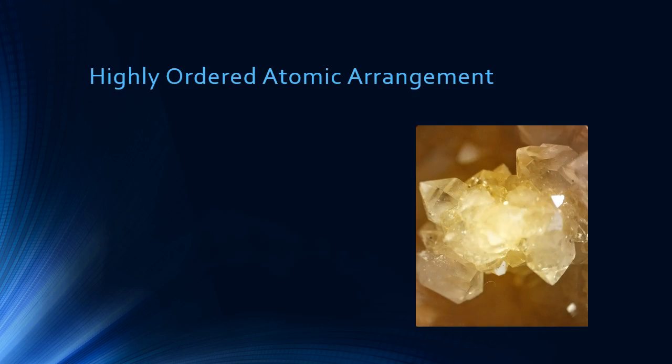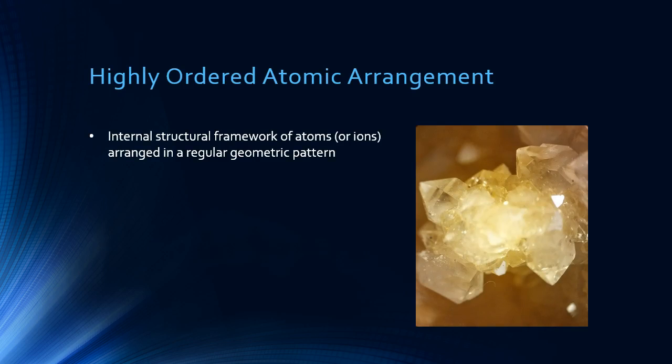The requirement for a mineral to have a highly ordered atomic arrangement refers to the internal structural framework of atoms or ions arranged in a geometric pattern. This geometric arrangement of atoms forms a crystalline solid. In other words, the shape of the atomic structure is reflected in the shape of the crystal. The requirement of highly ordered atomic arrangement means that minerals are crystalline.